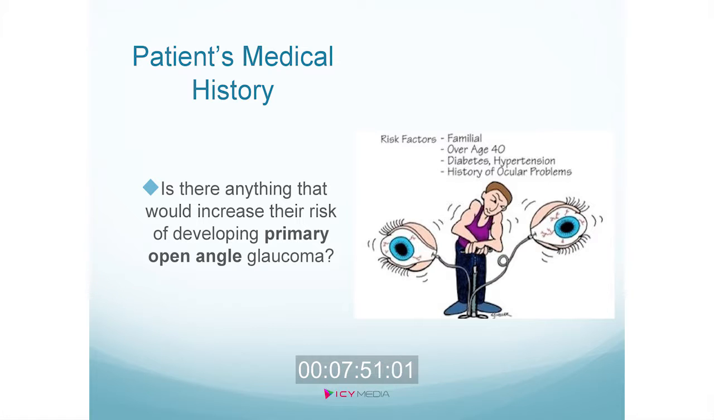What about primary open-angle glaucoma? What would put a patient at risk? Are there risk factors? Well, certainly it's familial, right? It runs in families, which we're going to talk about in a minute. Older age is certainly a risk factor, okay? We talked about microvascular disease in the sense of normal tension glaucoma, but it's actually a risk factor for primary open-angle glaucoma as well.